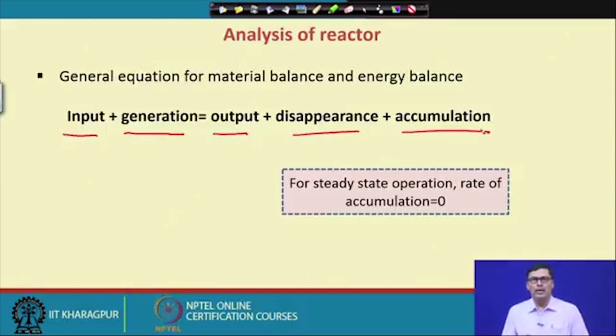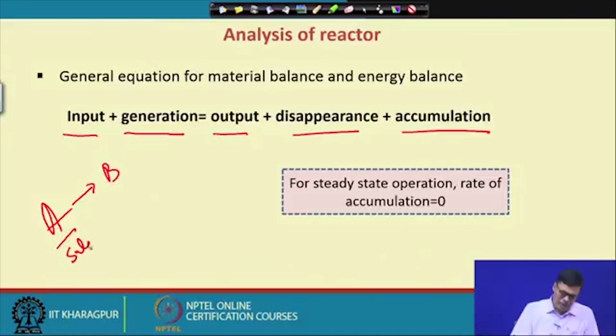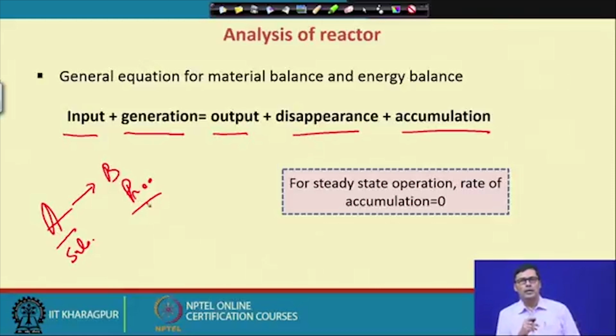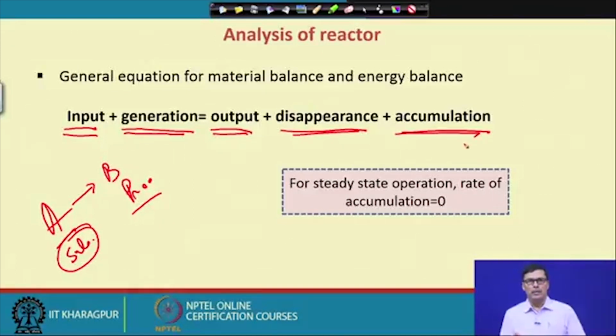Now when you do any kind of reactor analysis, we should always consider one particular component. As for example, suppose I want to produce B from A, am I right? A is the substrate and B is the product. So if we want to do the analysis with respect to the substrate, the rate of substrate input plus rate of substrate generation equals rate of substrate output plus rate of substrate disappearance plus rate of accumulation. This is the equation that we have.